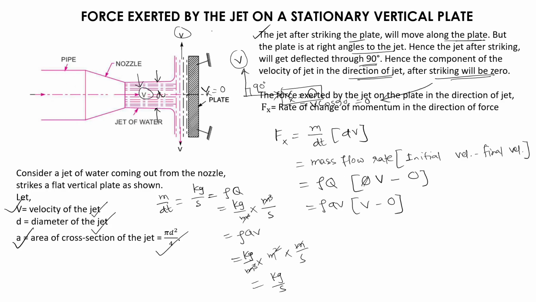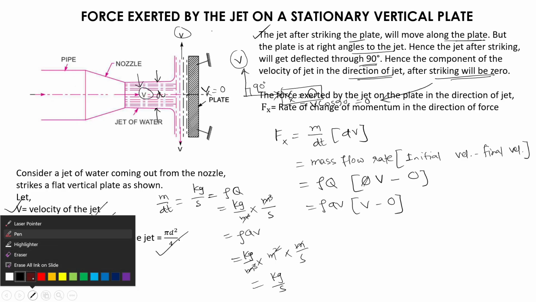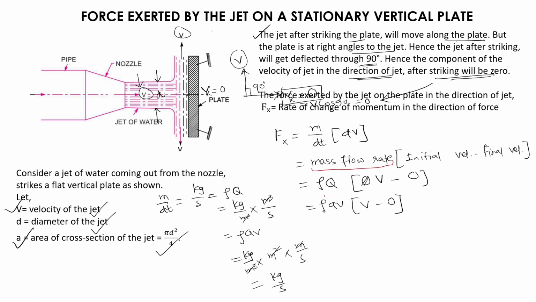So I can easily write this mass flow rate: it is equal to rho Q and this is equal to rho A V, right? And after simplification I get rho A V square. So this is the force exerted by the jet on the plate, right? And if I want to find the force exerted on the jet by the plate, that is going to be minus rho A V square. It is according to Newton's third law, that if Fx is applied, the reaction is minus Fx, in the direction of x.